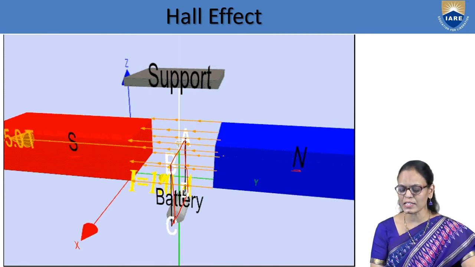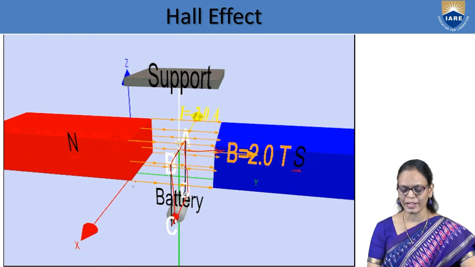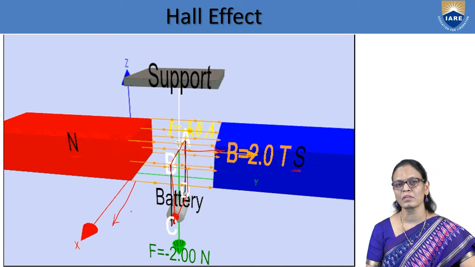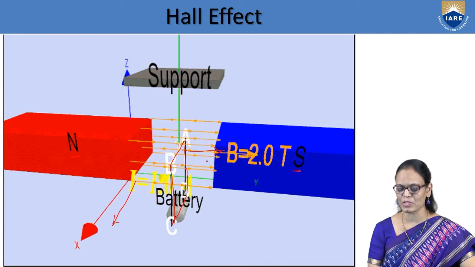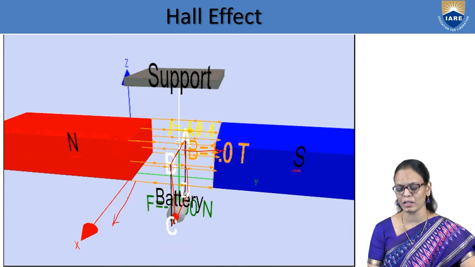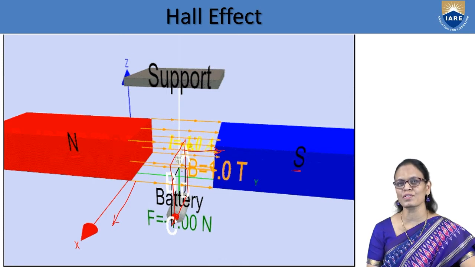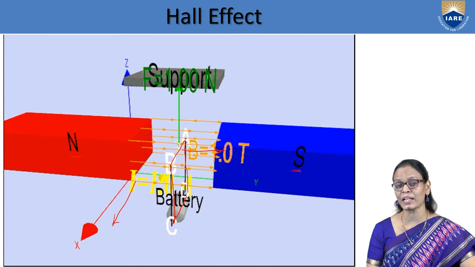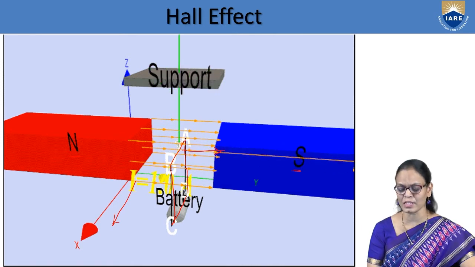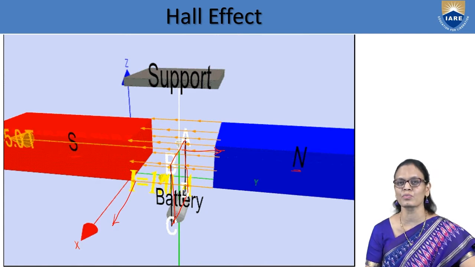So if this is the direction of the magnetic field, and this is the direction of flow of current, then what happens? Whenever the magnetic field and the current are mutually perpendicular to each other, the conductor experiences a force. The conductor is getting an upward thrust in this direction, or depending upon the direction of the flow of current, it may have a downward thrust.